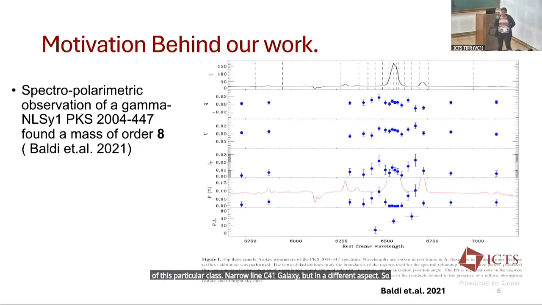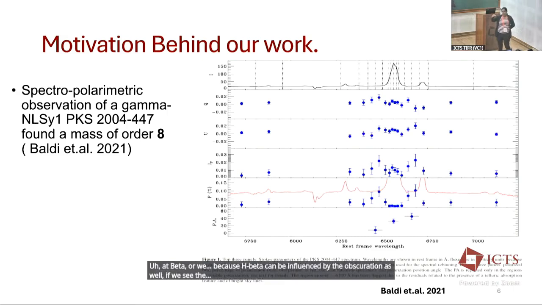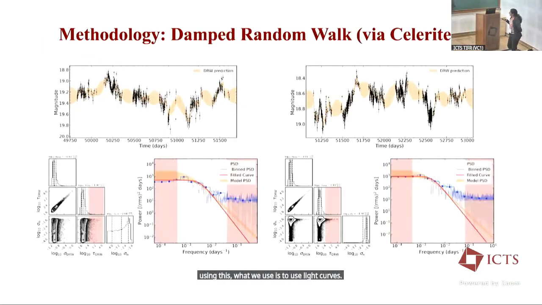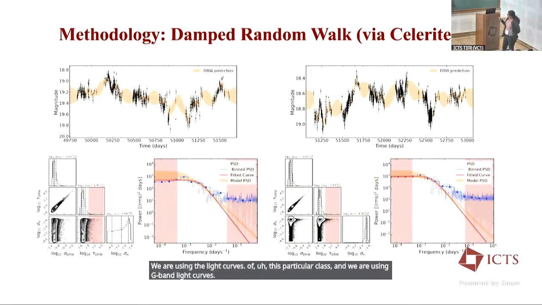So what we did, we didn't use H beta, because H beta can be influenced by obscuration as well. If we see the AGN edge on or face on, then the H beta can be obscured, or the H beta can be lowered if it's face on as well. So rather than using this, what we use is light curves. I'm just showing you here, and I want you to focus on this particular part. We are using the light curves of this particular class, G band light curves, and we are fitting the damped random walk model.